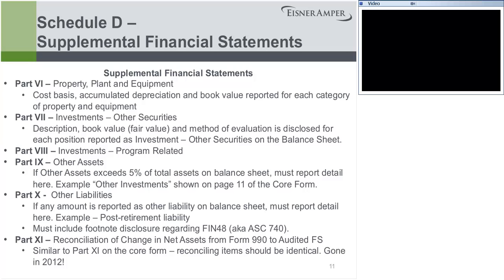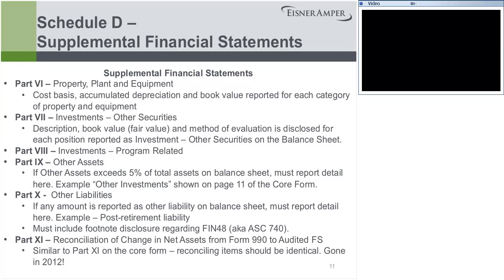Same thing with other liabilities. You know, a lot of times we see this gigantic number on that line and we just don't know what it is. And that's concerning, because what is it that they have to pay out that's so huge? And so this is also another place where you'll find an explanation of other liabilities.